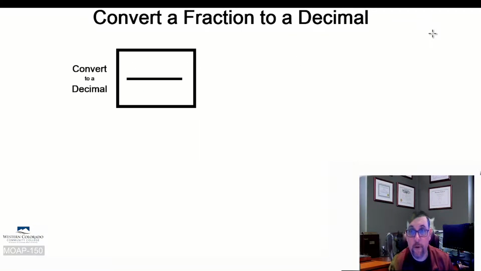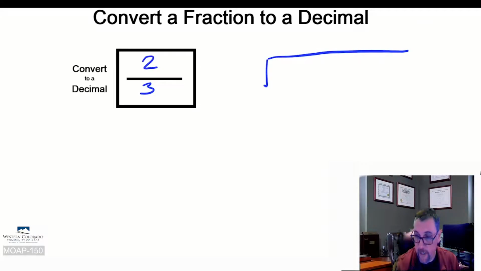Okay, let's do one more conversion here. Let's convert 2/3 into a decimal. Okay, so everything is the same as we've already done. We're going to do 2 divided by 3.